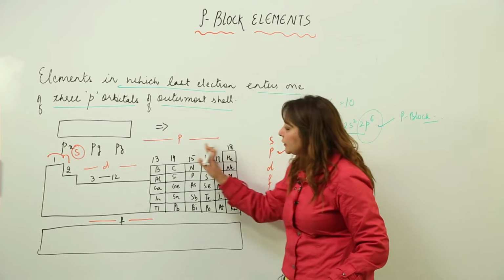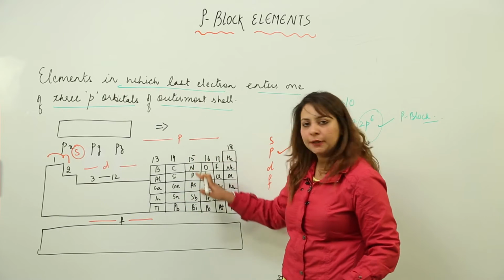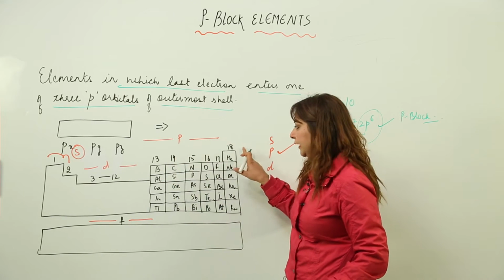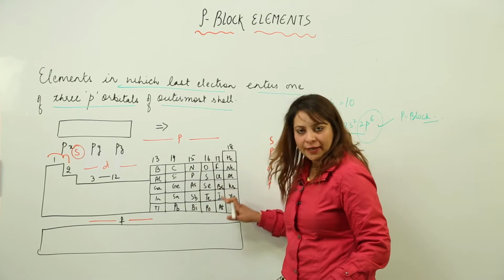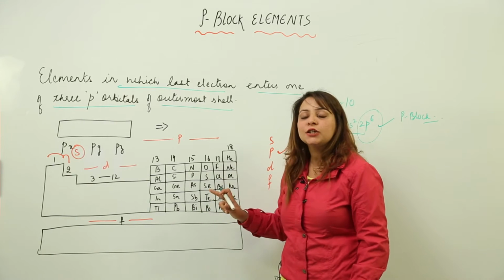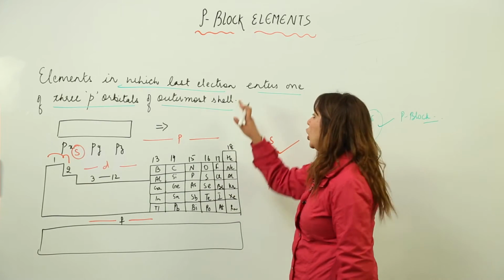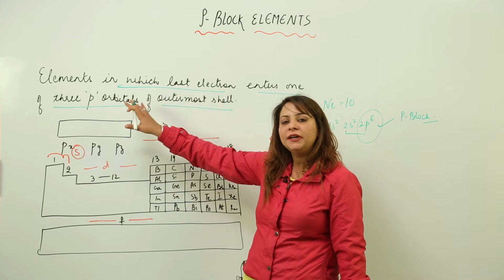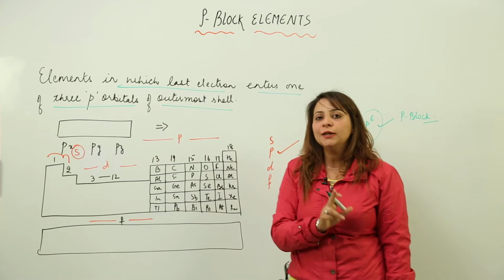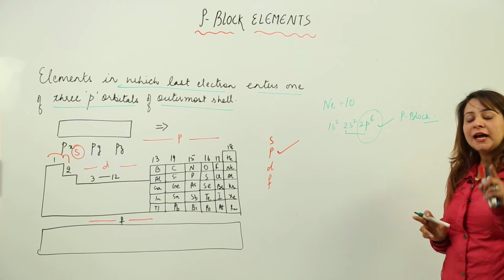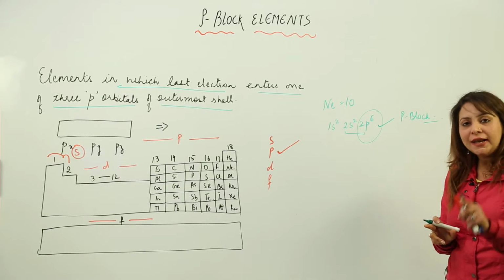All the groups which fall under P block are from 13 to 18. If we talk about all of them, their last electron enters the p orbital. That means their last electron enters one of the 3 orbitals of the outermost shell. And one more thing, that p orbital should be in the valence shell.